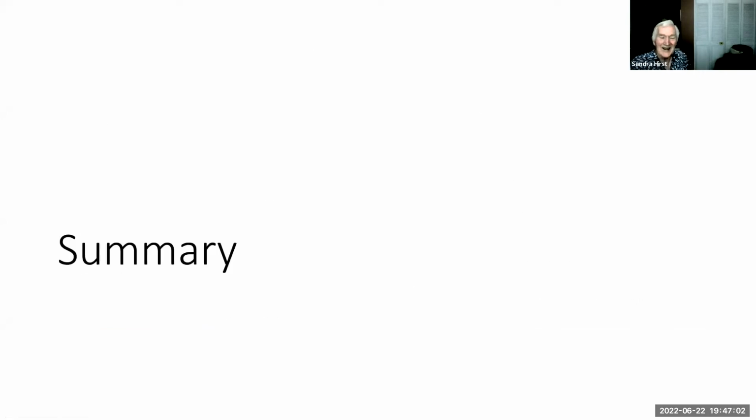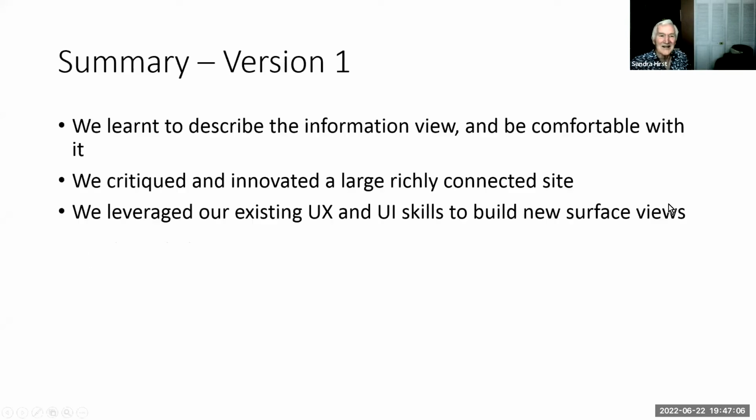We're pretty well done. We've seen how to build information models. We've critiqued and we've leveraged our existing UX and UI skills to consider how our ideas could be presented back up to our sponsors at BBC Food. That's the text version, and usually we represent things either by text or by images. So I have a version 2.